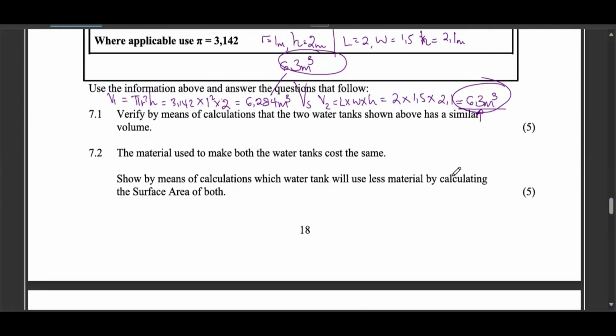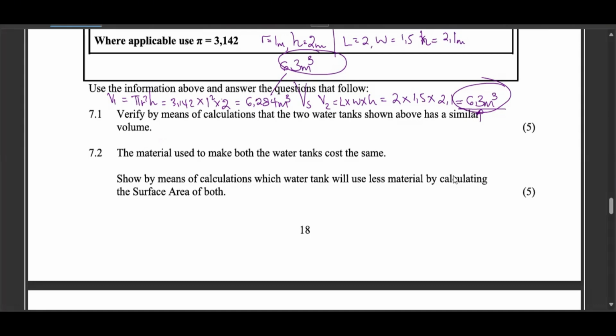Okay, 7.2, sorry, 5 marks again. The material used: the moment you hear material, what has to come in your head is surface area. The material used to make both water tanks costs the same. Show by means of calculations which tank will use less material by calculating the surface area of both. Please allow me to use symbols here. My space is a little bit small, but it's fine.